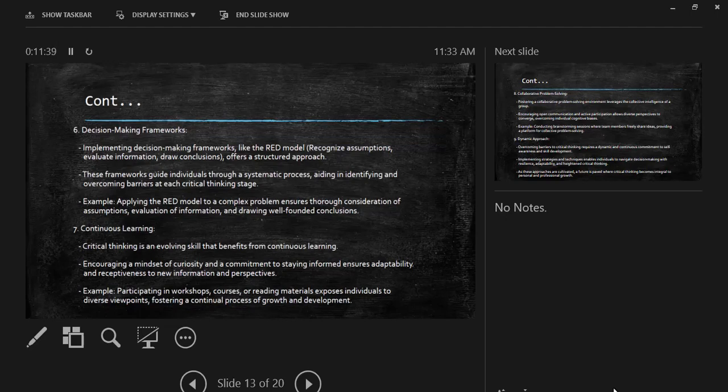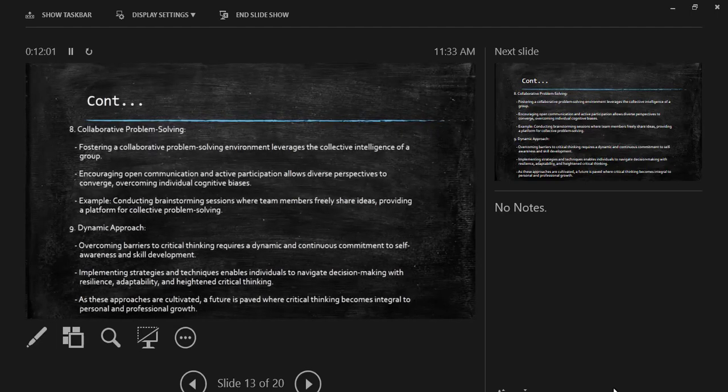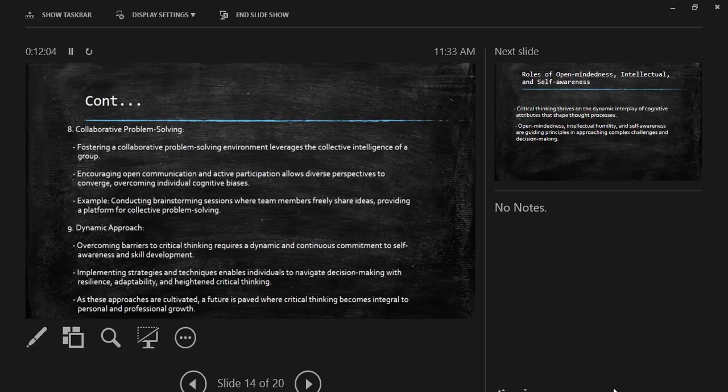The seventh one is continuous learning. As other groups explained, critical thinking is not a one-time action, it's a continuous action. So critical thinking is an evolving skill that benefits from continuous learning, encouraging a mindset of curiosity and commitment to staying informed, ensuring adaptability and receptiveness to new information and perspectives.